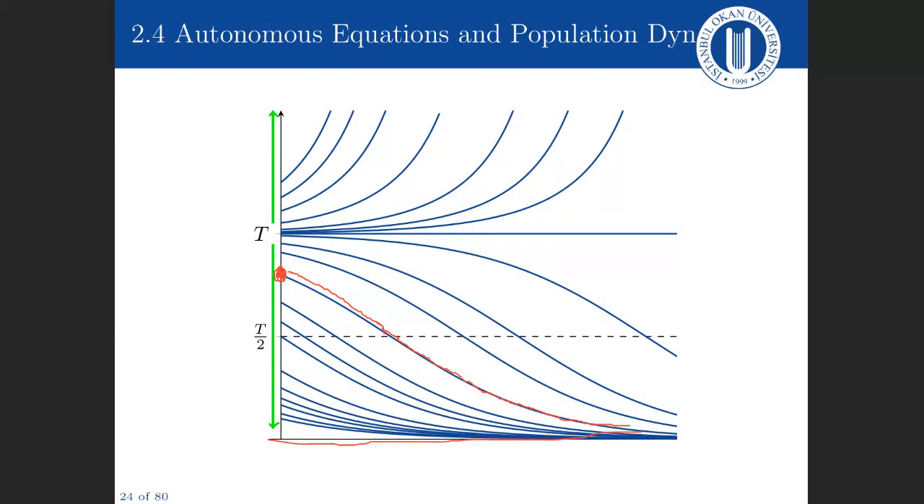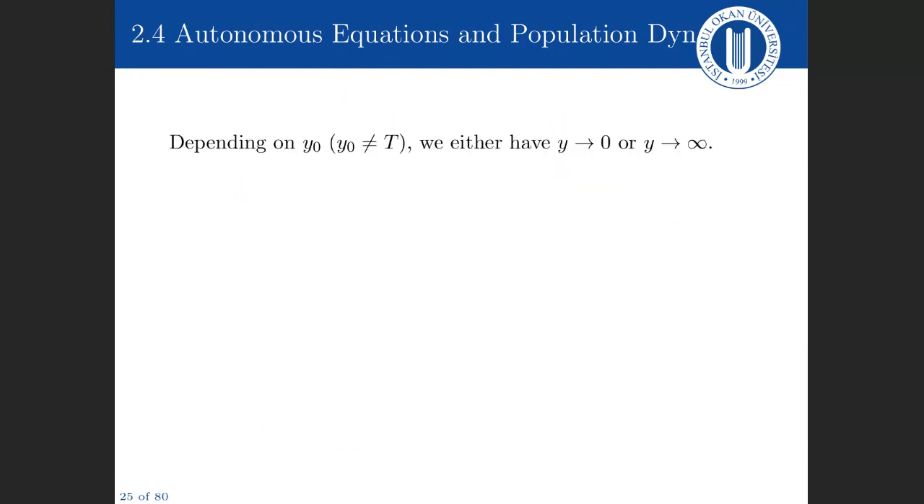Or I might want to start at this point. The green arrow points upwards, so the solution must be increasing. The solution must curve up something like this. Just with the information about equilibrium solutions, unstable, semi-stable, or asymptotically stable, we can sketch the solutions like this. Now, depending on the initial condition y0, either the solution tends to 0 or the solution tends to infinity.